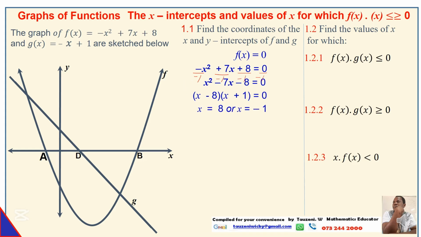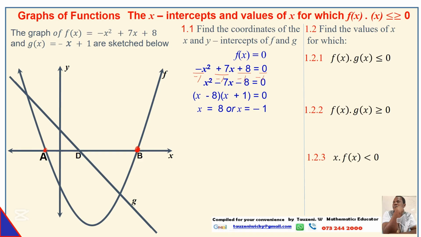Why do we need two values? We need two values because our graph is crossing the x-axis at two different points. It's crossing at point A and it's also crossing at point B. Therefore, one x value is for point A and one x value is for point B. We have to decide which one is for A and which one is for B. A is on the negative side of the x-axis.